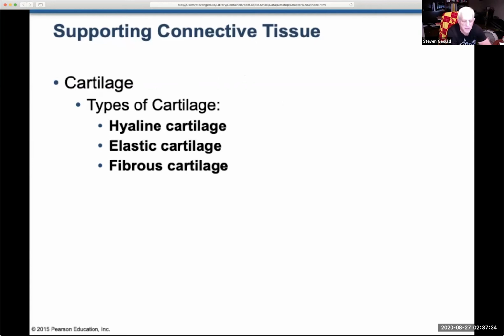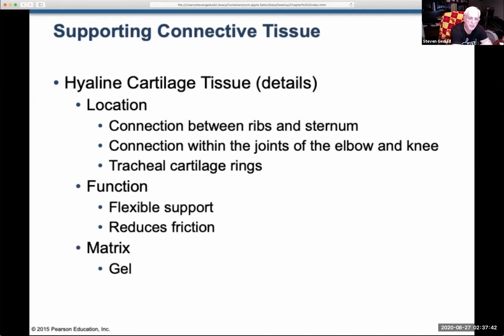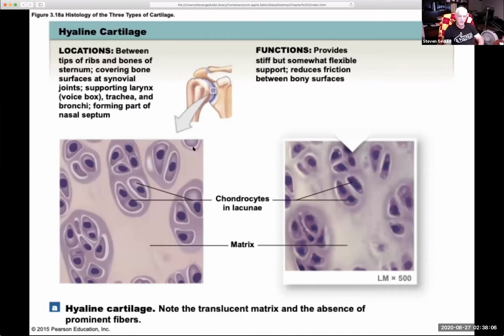There are different types of cartilage. There's hyaline cartilage, there's elastic cartilage, and there's fibrous cartilage. Hyaline cartilage is the connection between your ribs and your sternum, and the connection with the joints of your elbow and your knee. Tracheal cartilage rings, remember I told you the trachea never collapses like the esophagus. The trachea stays open because you have these tracheal cartilage rings. That's hyaline cartilage. They're flexible support and they reduce friction, and their matrix is a gel. And you can see functions at your pectoral joint.